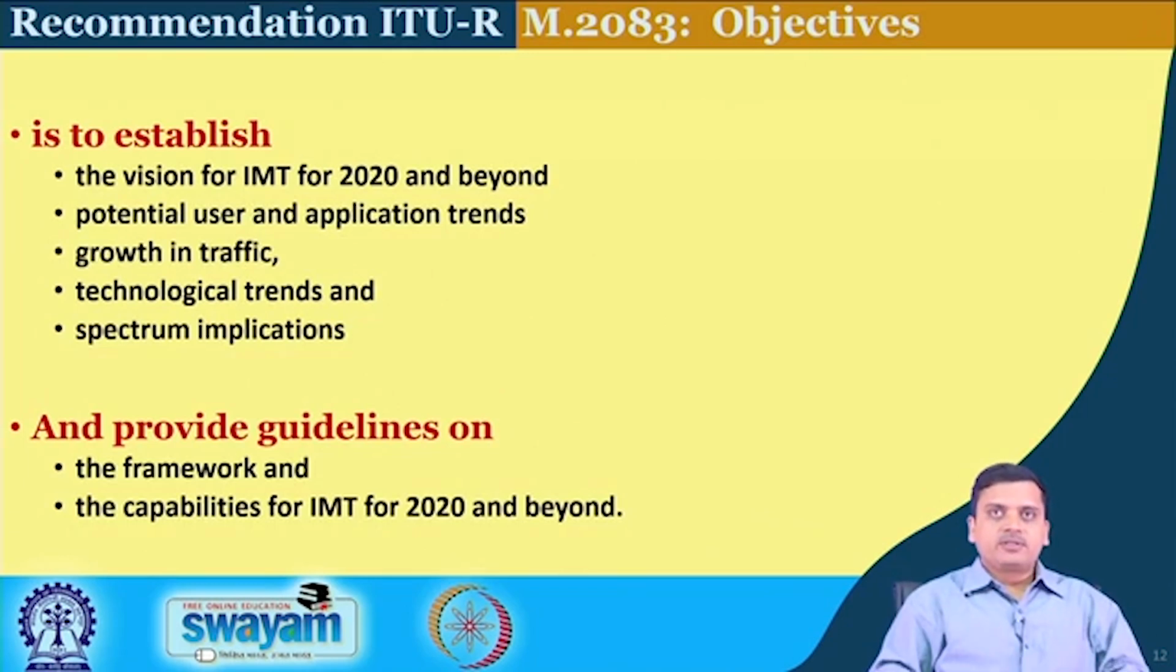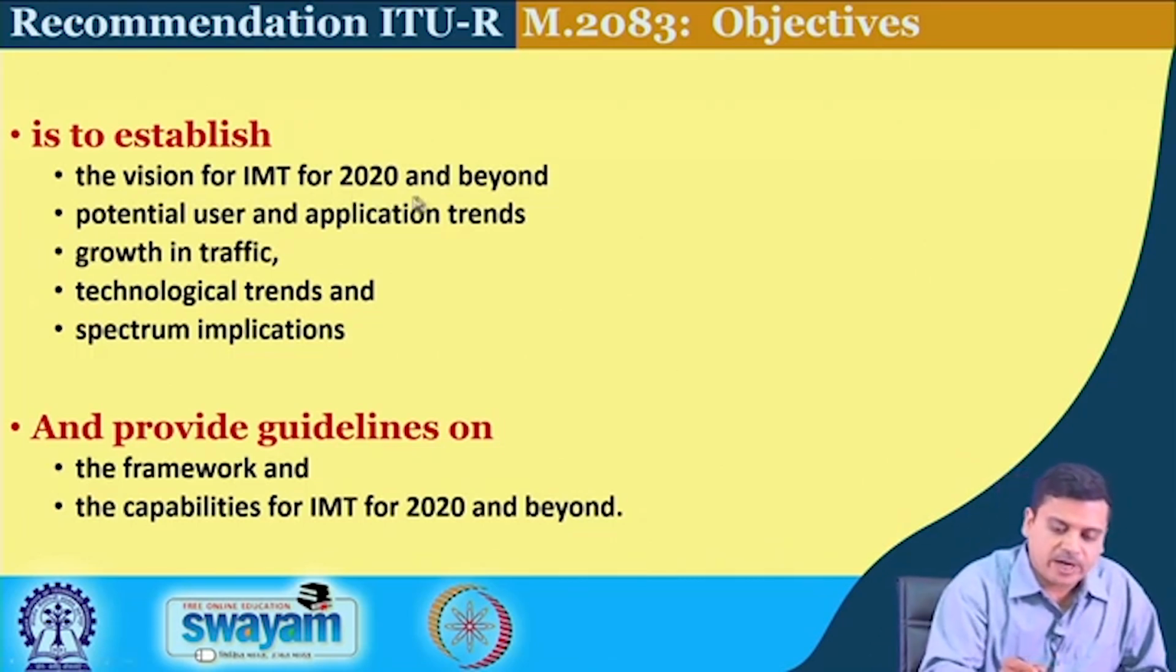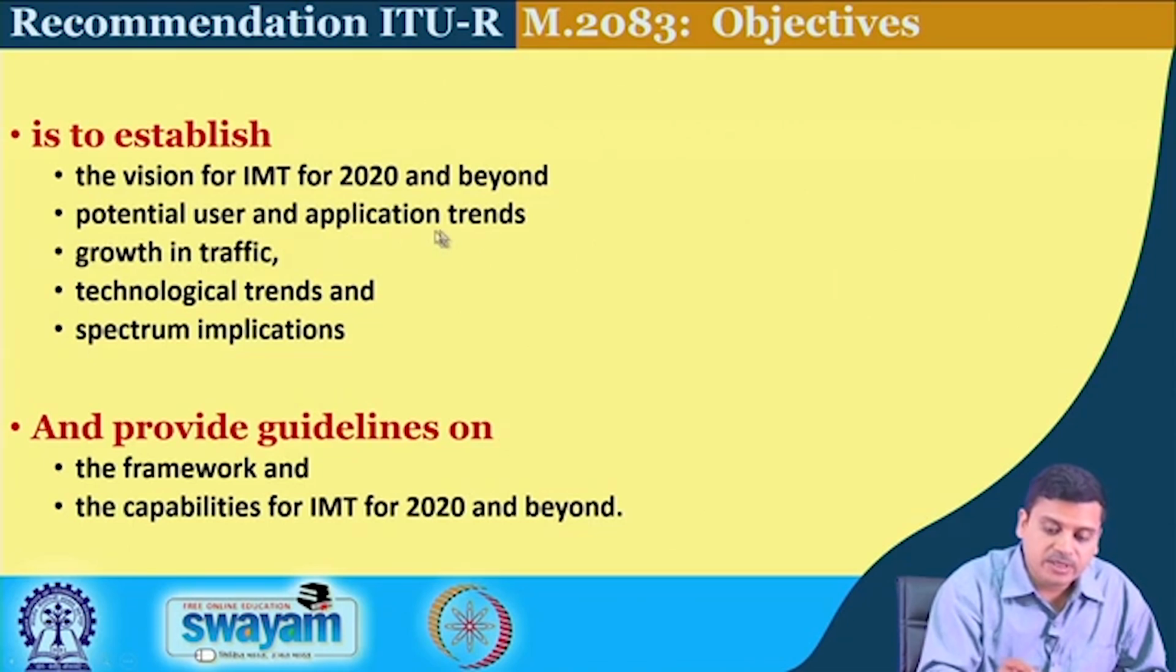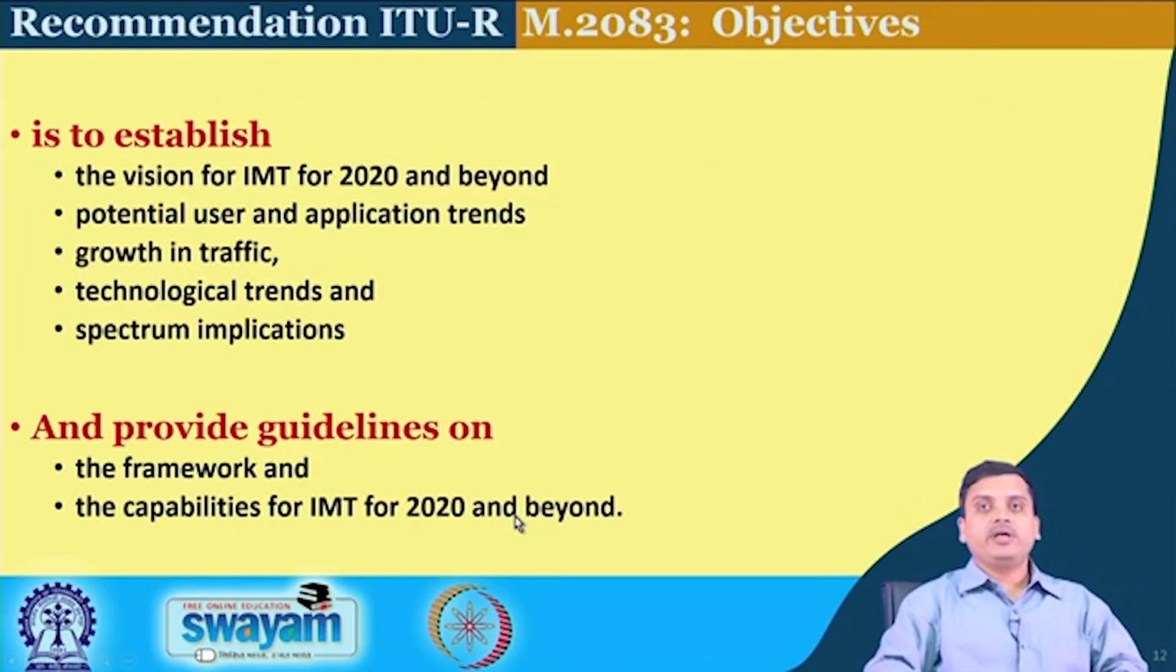The objective of this particular document, 2083, is to establish the vision for IMT 2020 and beyond. This is very pertinent for what we are going to discuss, along with the potential user and application trends, because these will be the drivers. It will also discuss the growth in traffic, technology trends and spectrum implications, and it is expected to provide guidelines on the framework and capabilities for IMT 2020 and beyond systems.